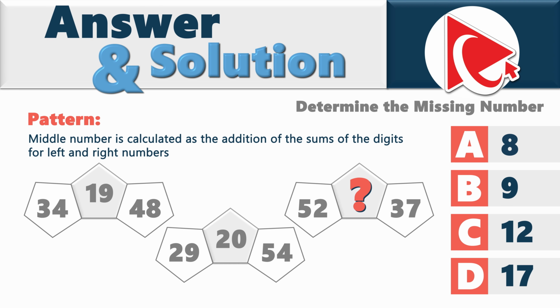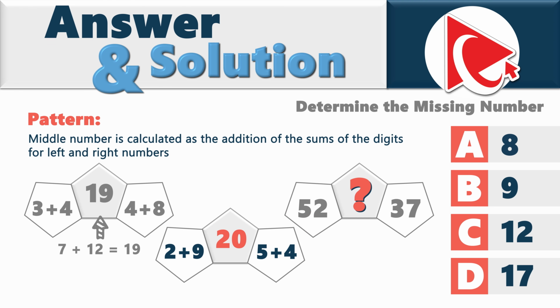In the first shape, we have numbers 34, 48, and 19 in the middle. 3 plus 4 equals 7. 4 plus 8 equals 12. 7 plus 12 equals 19. Let's confirm the detected pattern with the second shape. 2 plus 9 equals 11. 5 plus 4 equals 9. And 11 plus 9 equals 20.